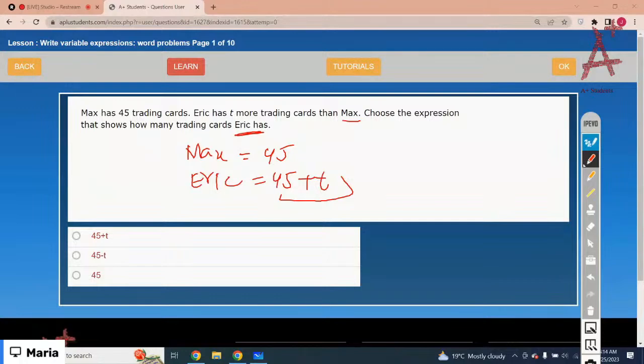If you have any question, you can just write down the question in the chat box. I'm here to answer all your questions. It would be 45 plus T. Got it?